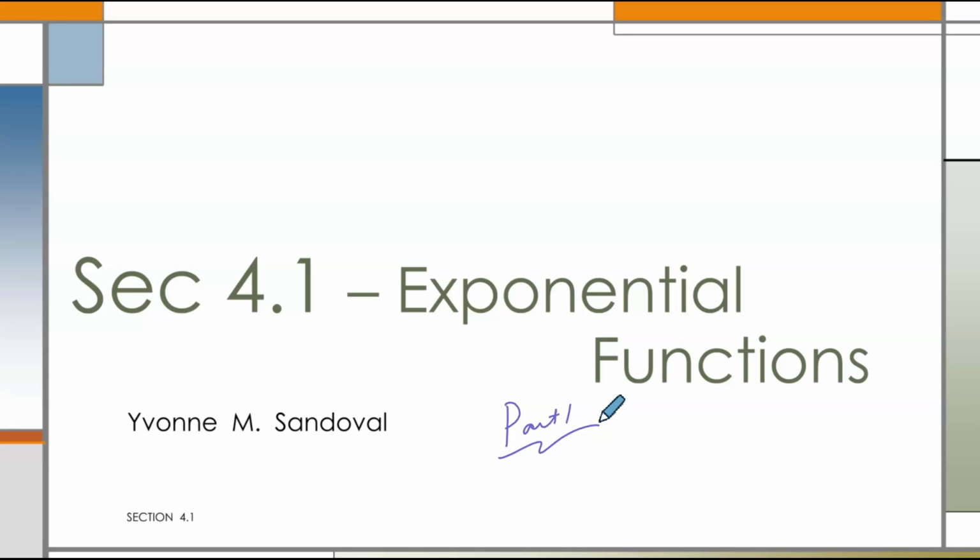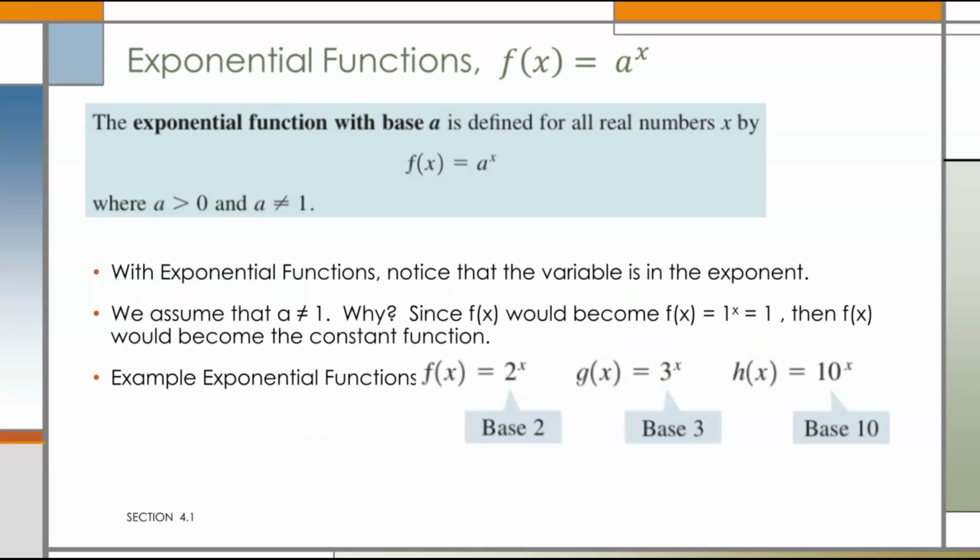Okay, Section 4.1, Exponential Functions. How do we recognize if a function is exponential? One thing that we look for first is the variable in the exponent. If we have a variable in the exponent, then we have an exponential function. When we look at the base, A is going to be a constant. A constant is just a number.